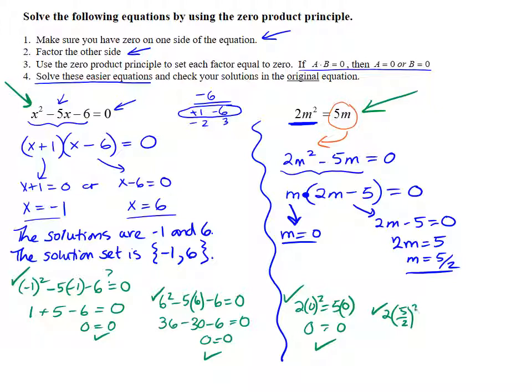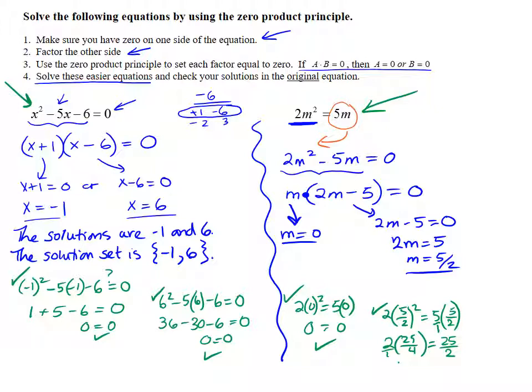2 times 5 halves squared equals 5 times 5 halves. Little reminder when working with fractions and order of operations, you should always square first. When you square, you square both the numerator and the denominator. And then when you're multiplying with fractions, you think about any whole number as being over 1 and you multiply straight across. So 25 over 2. On the other side, 2 over 1. So again, we get, in this case, 50 over 4.